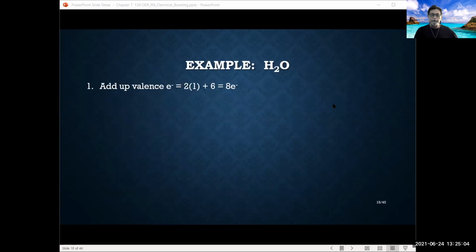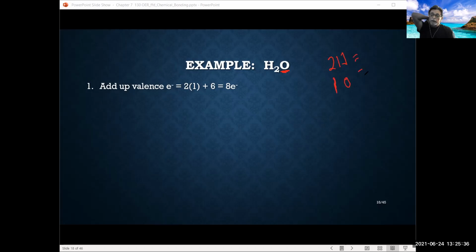All right, so let's take an example of this. Let's take water. So water, first thing we do, you're given the formula H2O. By default, you might just remember this: oxygen in water is the central atom. So we have 2 hydrogens and 1 oxygen.